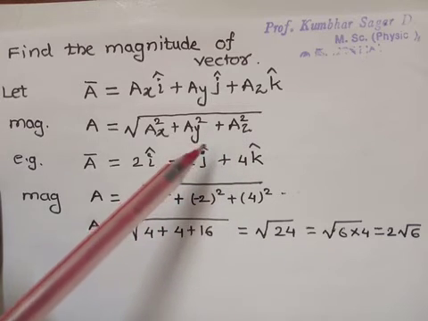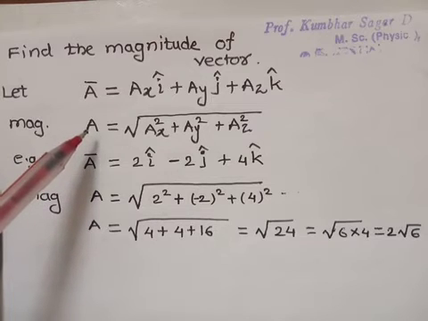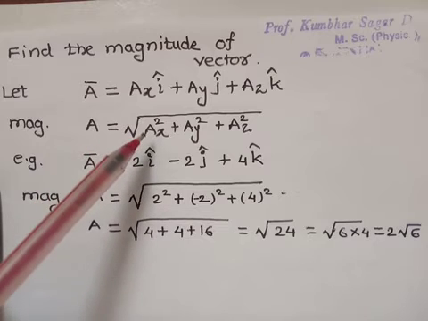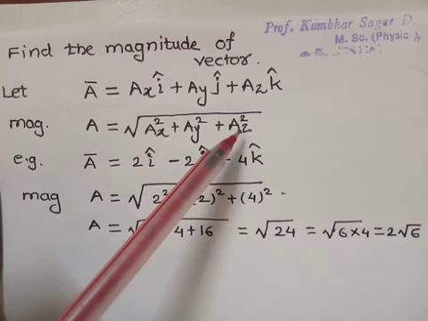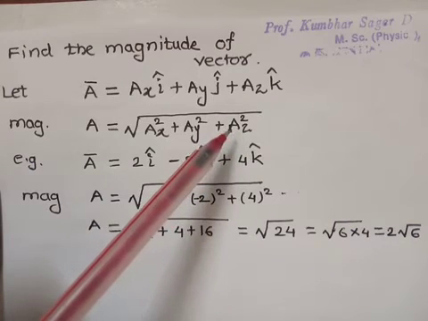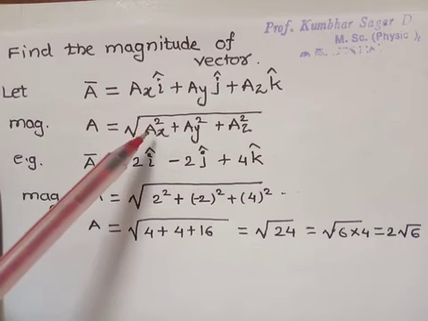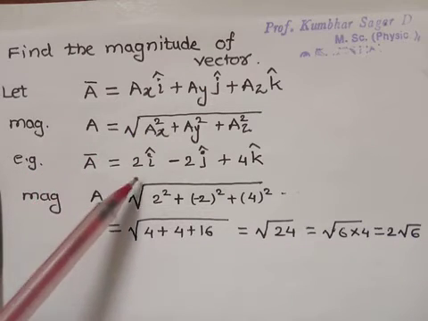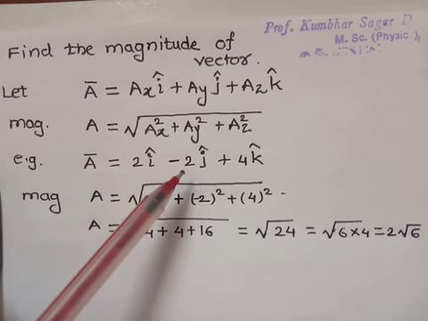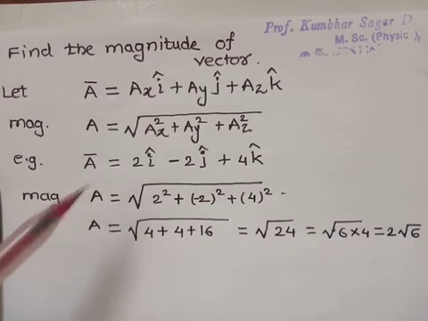In the previous equation, we studied that for R bar, its magnitude is R equals square root of Rx square plus Ry square plus Rz square. By replacing R, we write here A bar or A. For example, A bar is equal to 2i cap minus 2j cap plus 4k cap. Find the magnitude of this vector.